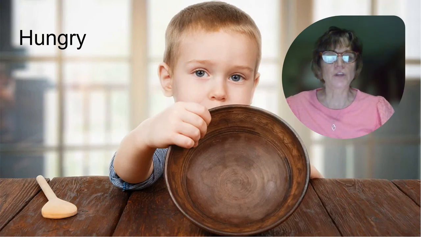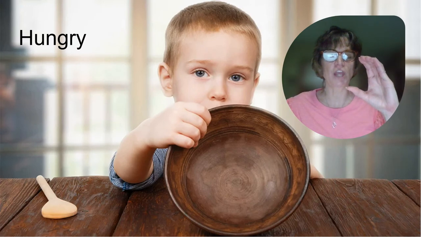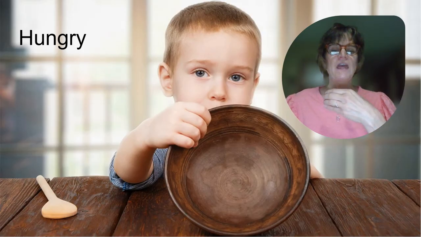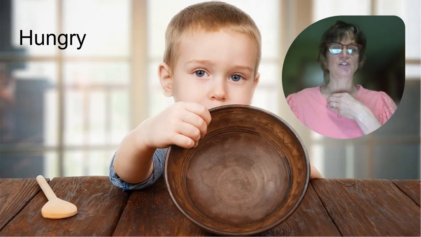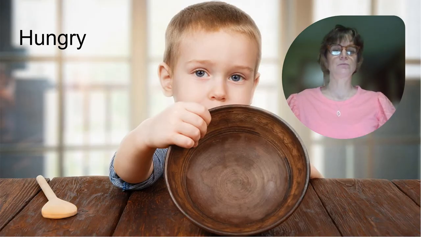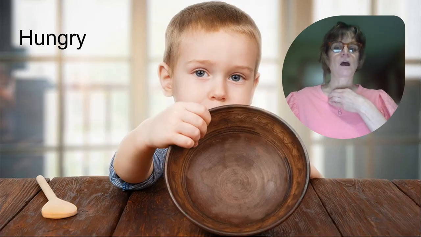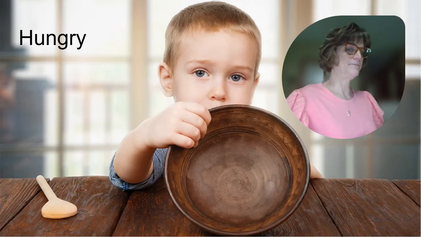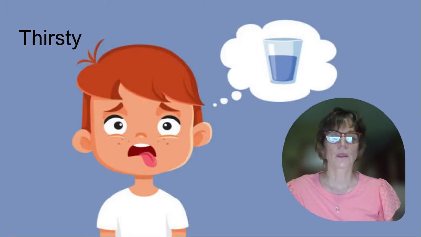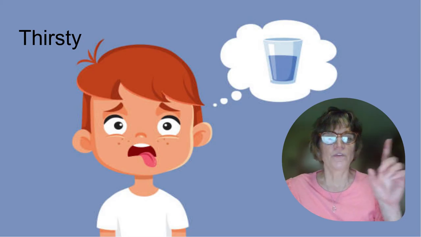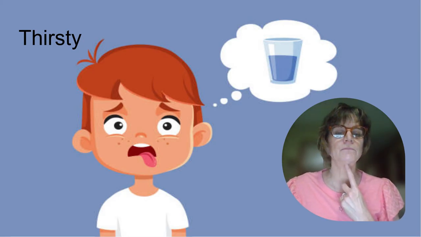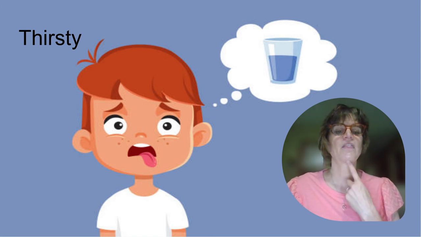Hungry. With your dominant hand, you can make a C hand shape on its side, facing you. Then you touch your chest and go down, and you just do it once. Hungry. Thirsty. With your dominant index finger, you're going to bring it to your throat, and you're going to go down. Thirsty.